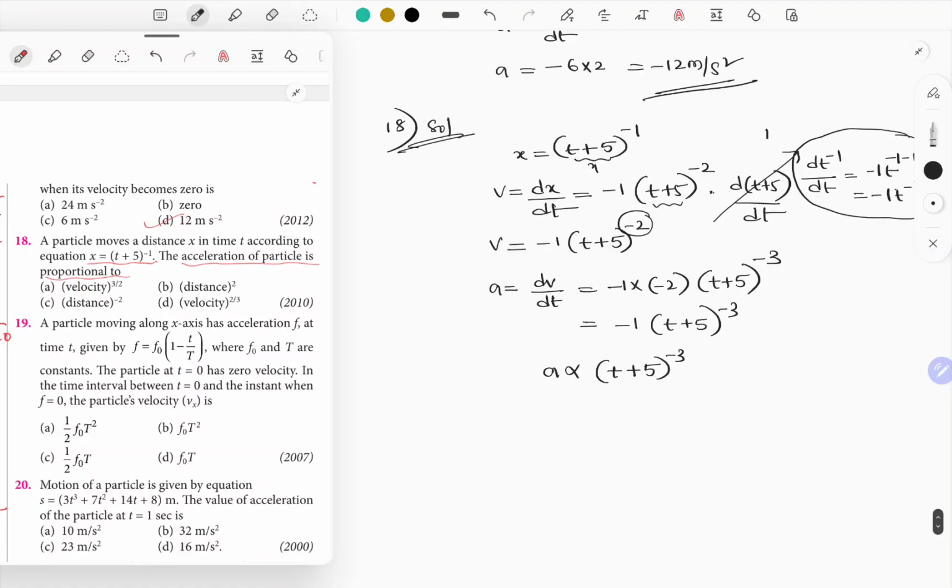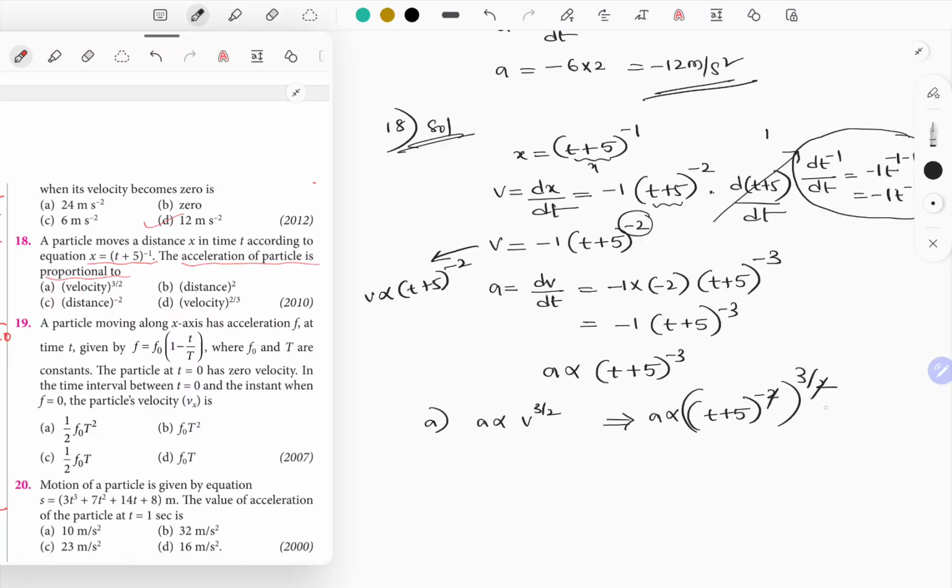Okay, so let me cross check with the options. Look at the first option: acceleration is proportional to velocity power 3 by 2. So what is the velocity I got? Velocity is proportional to (t plus 5) whole power minus 2. Let me substitute that in this equation. If I get acceleration, then the answer is going to be correct. A proportional to v, that is (t plus 5) whole power minus 2 is the velocity, whole power 3 by 2.